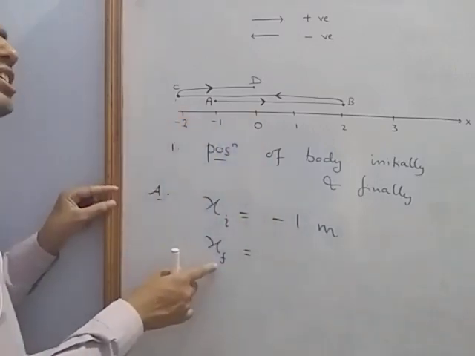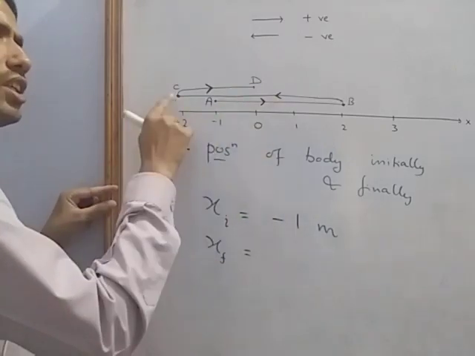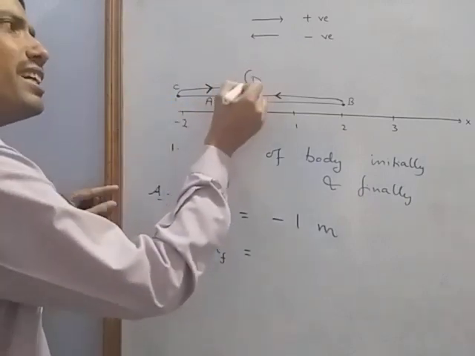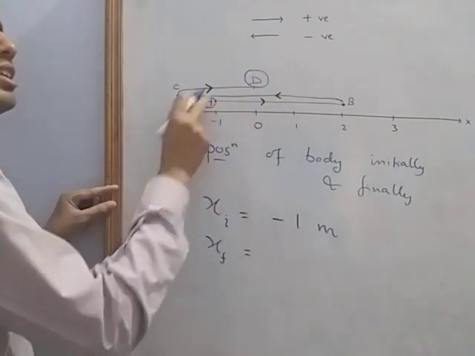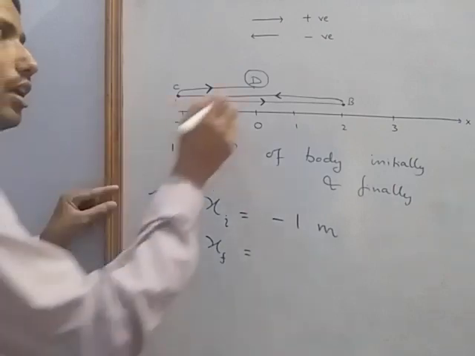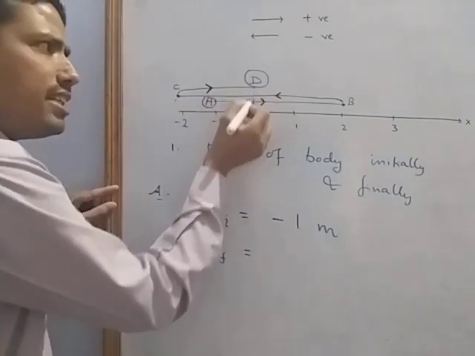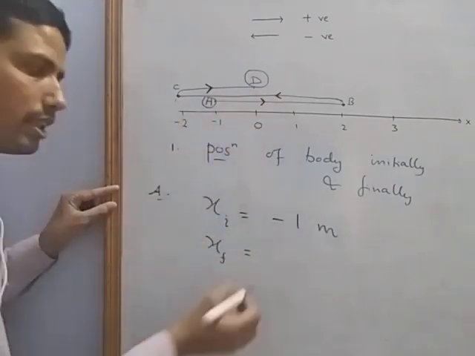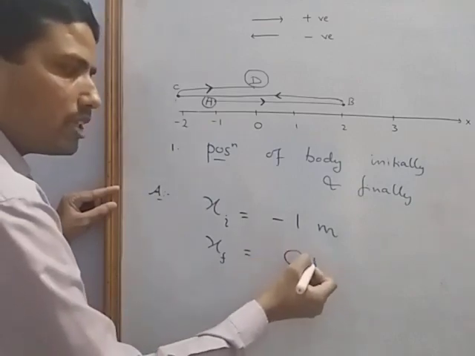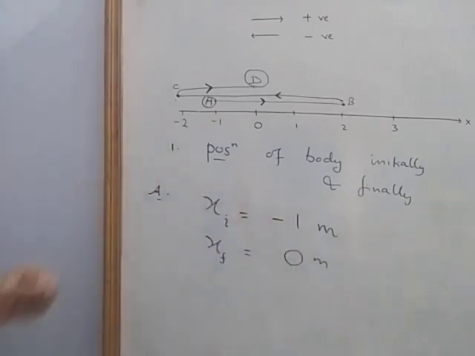Final position, where does it end? Does it end at B or C or D? Of course, it ends at D. This was the initial, this was the final position. What is the position of D? D is exactly over the origin. So no problem, we'll write its position as 0 meters. So its initial and final positions are -1 meters and 0 meters.